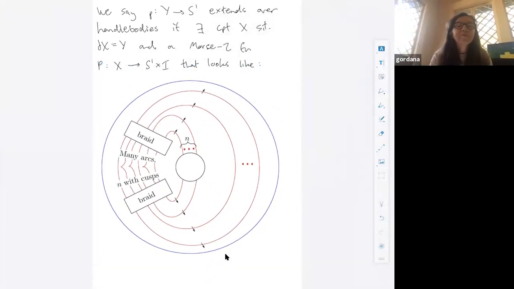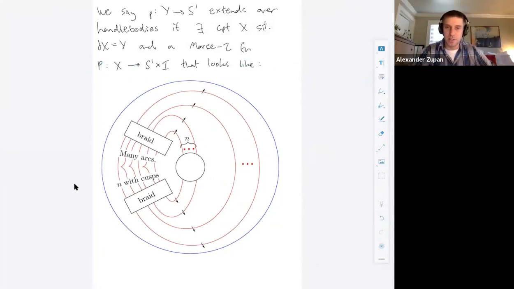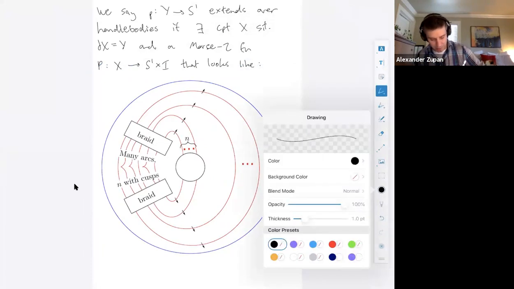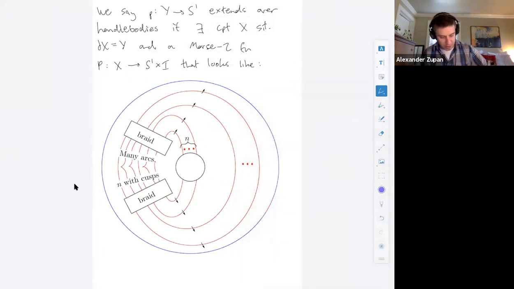No problem. So this is the graphic of the Morse 2 function. Maybe I don't want to write down the conditions. I'll just highlight some stuff on this graphic. And so this is the function P, which is capital P restricted to the boundary of X. So on the inner S1 component, the arrows show the direction of compression. And so if I go this way, these are index 1 critical points, index 2 critical points.